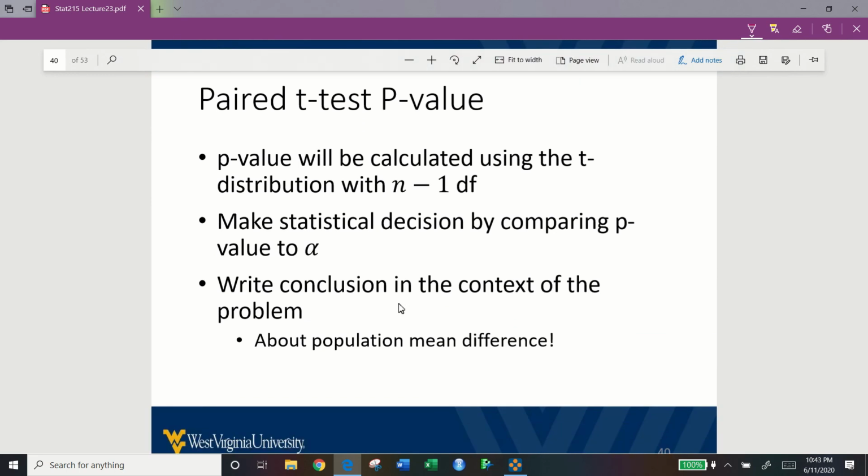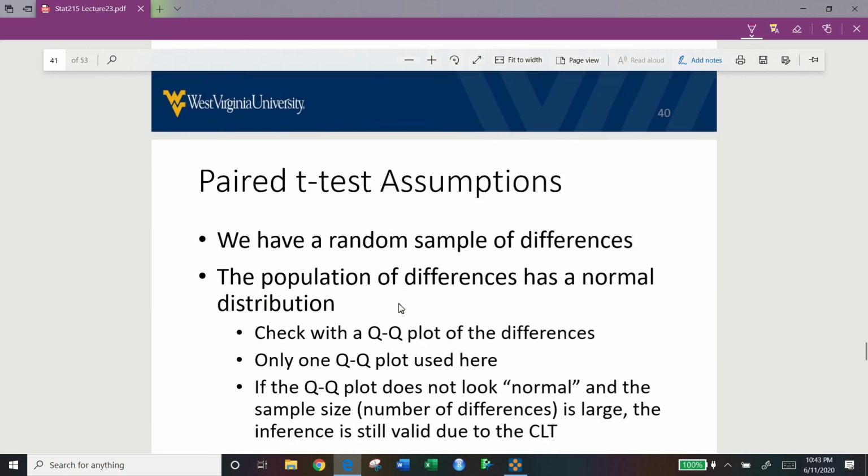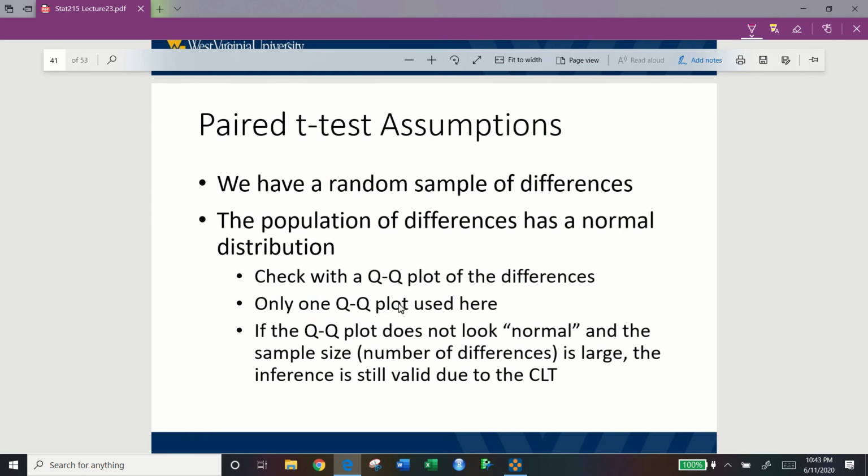Our p-value will be calculated using the t-distribution with n minus 1 degrees of freedom. We will, as always, make a statistical decision by comparing the p-value to alpha, and we will write our conclusion in the context of the problem, in this case about our population mean difference. Now it's important to talk about the assumptions. We have two major assumptions that we're interested in. One, that we have a random sample of differences, and two, that the population of differences has a normal distribution. Remember, we can check this using a QQ plot.